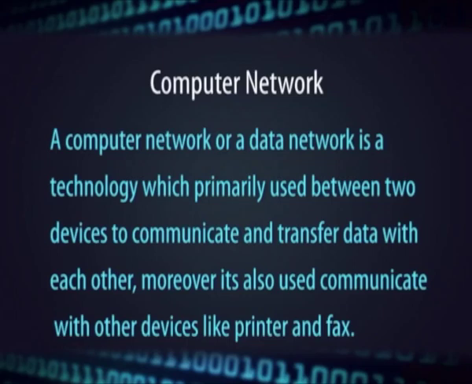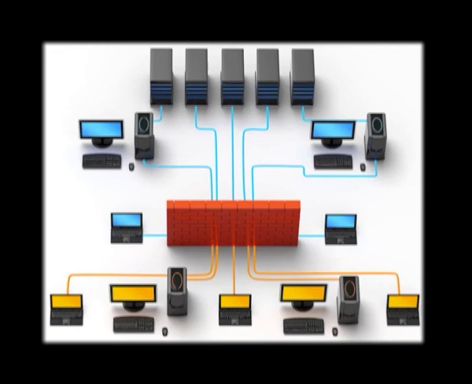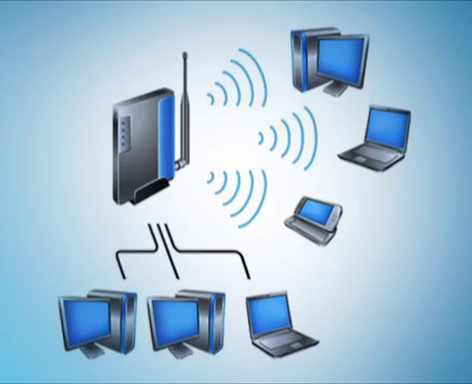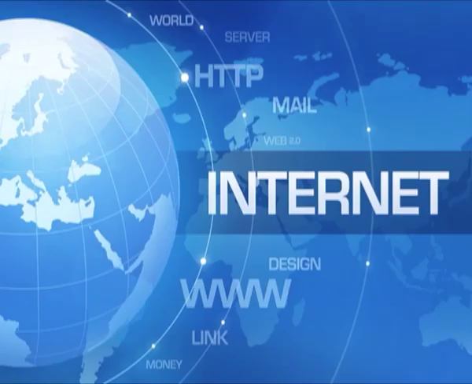A computer network or a data network is a technology primarily used between two devices to communicate and transfer data with each other. Moreover, it is also used to communicate with other devices like printers and fax. In computer networks, networked computing devices pass data to each other along data connections. The connections between two devices or nodes are made by cable media or wireless media. The best known example of a network to date is the internet.